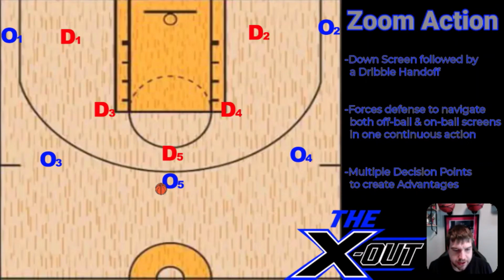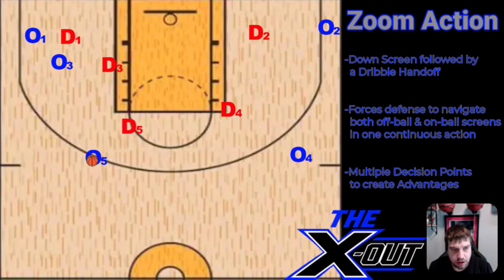So looking at this, let's get into the action here. We start off with our 5 initiating the dribble, and that kind of triggers the action. The 3-man sees the 5 dribbling at him, and he gets into a down screen here. And our 1 is going to meet him at the spot.